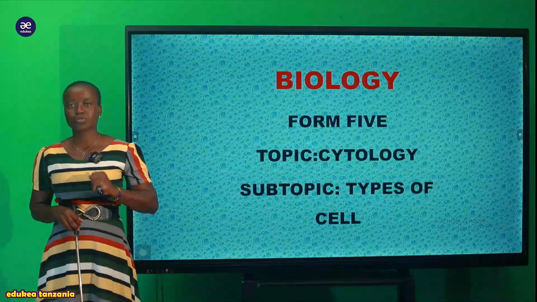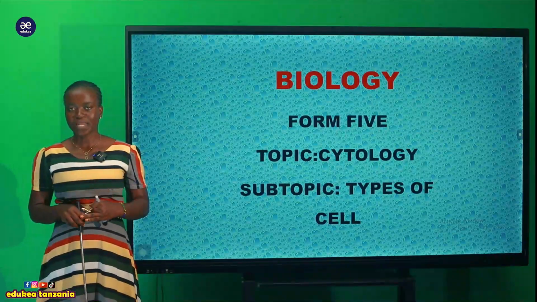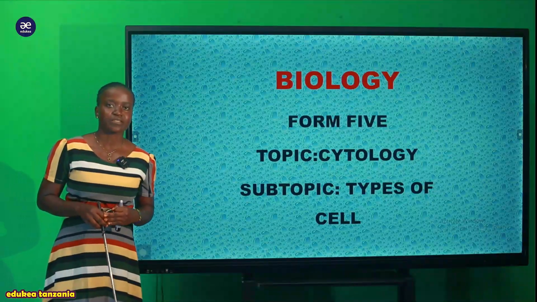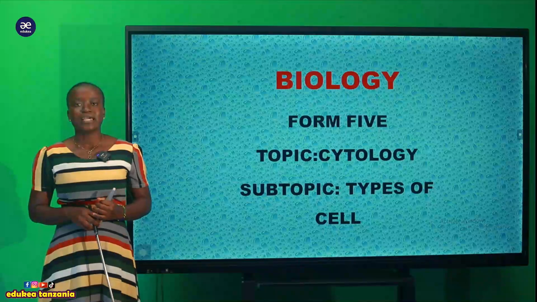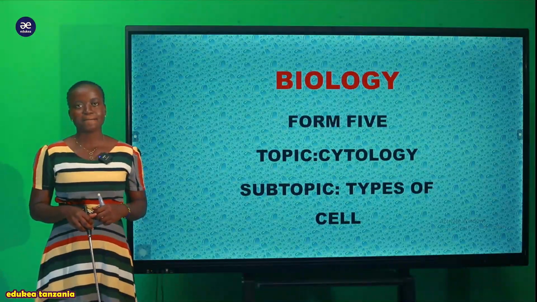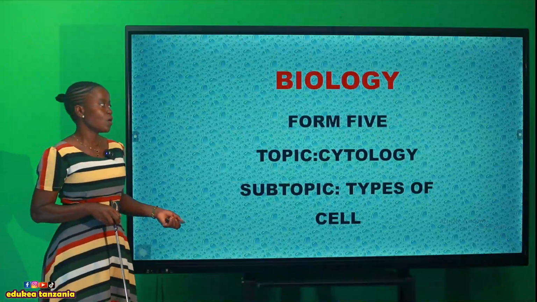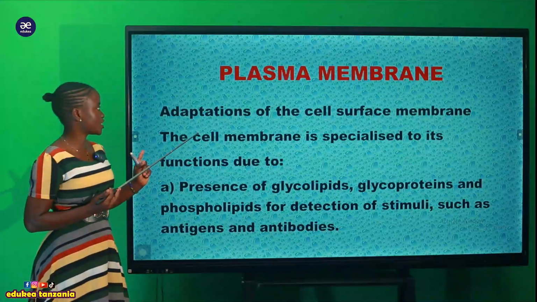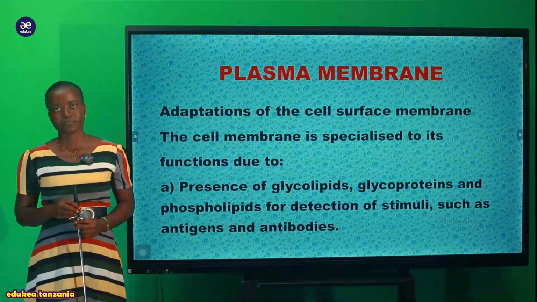The first one is called the plasma membrane. The second one is called the cytoplasm. The last part is called the nucleus. So we have already started looking at the structure of the plasma membrane, and we terminated by looking at the functions of the plasma membrane. In today's session we are going to look at the plasma membrane again, but our main focus is the adaptation of the cell surface membrane.